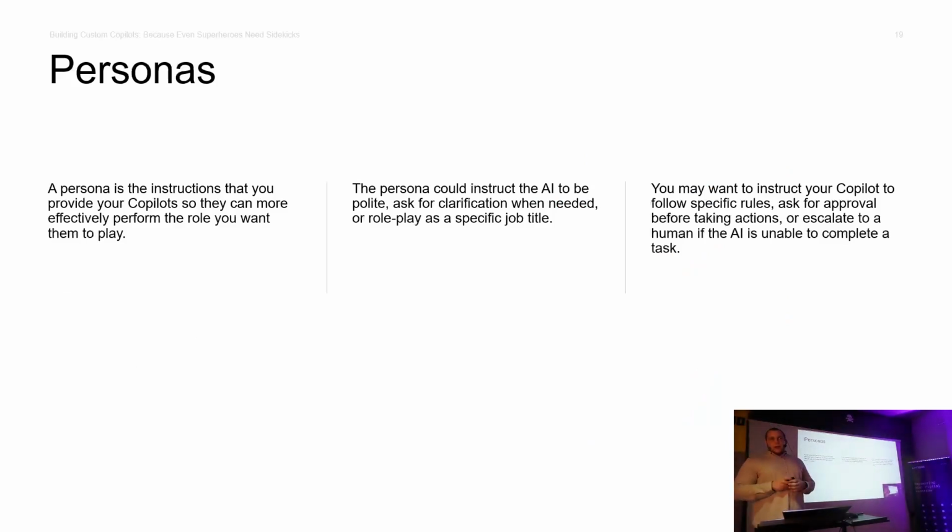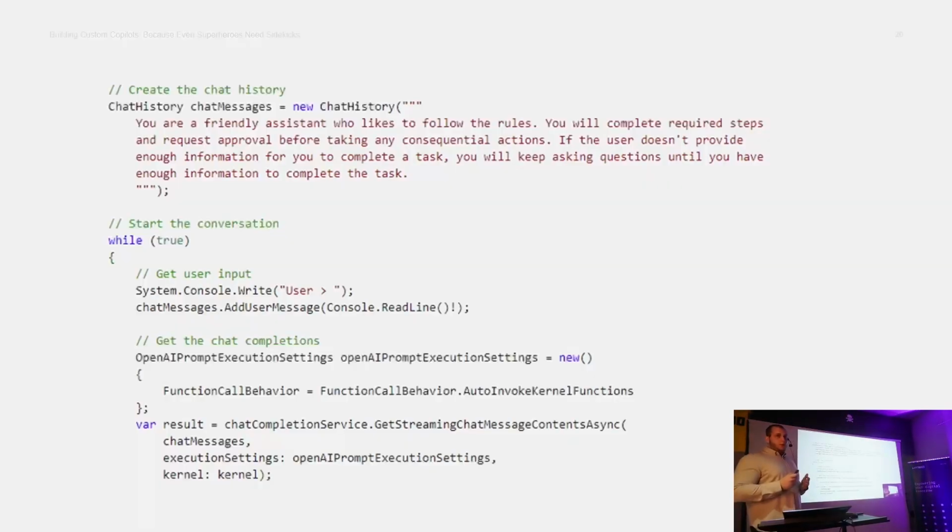You can instruct the AI to be polite, maybe to ask for clarifying questions, maybe ask for help, even escalate to a human if it's unable to complete some task. And how you define a persona is nothing more than just text that you send as the system message along with the user message that the user inputs. And then you just pass the message to the chat completion service, and now your Copilot will also follow this persona that you defined here.